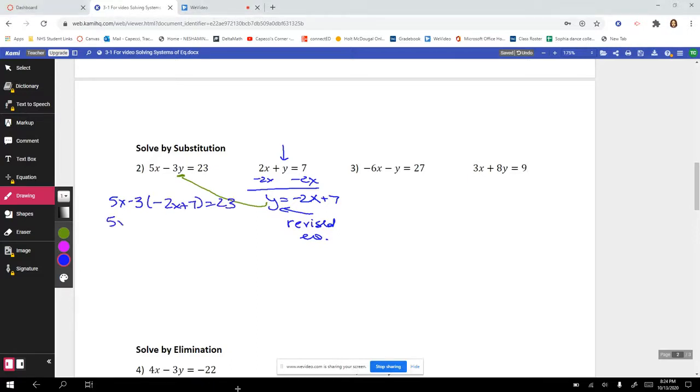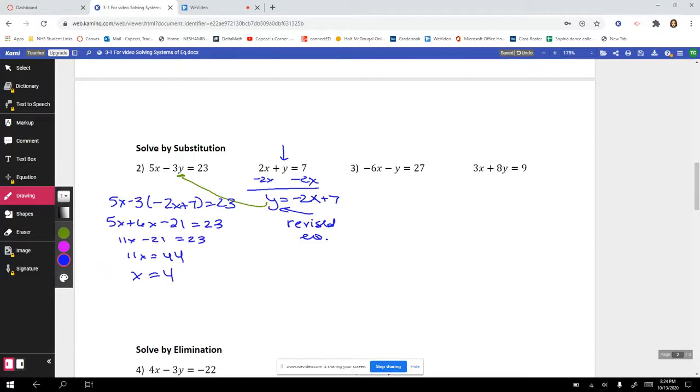So I have 5x plus 6x minus 21 is equal to 23. So that gives me 11x minus 21 is equal to 23. 11x is equal to 44. So x is equal to 4.